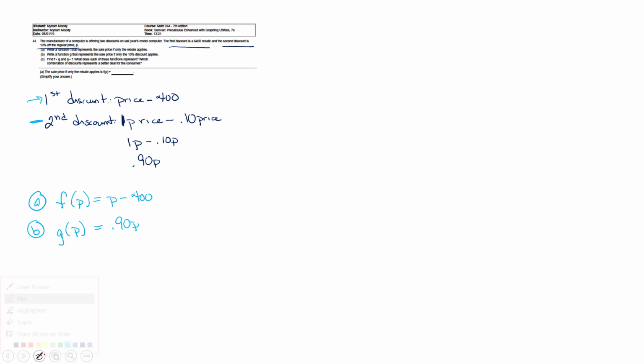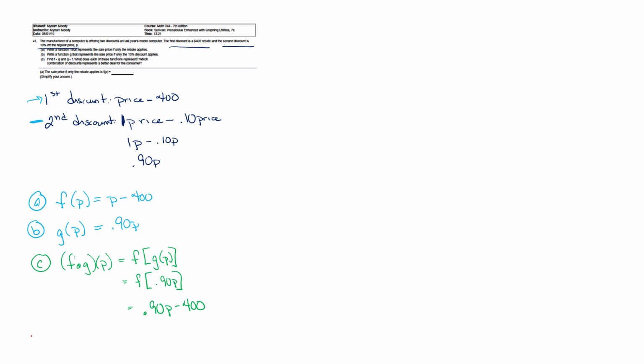Okay, so part C. Part C says find G Composite F and F Composite G. Well, let's find F Composite G first. That means if I take F of G of P, it's going to equal F of 0.90p, which means we have 0.90p minus 400. Does that make sense?